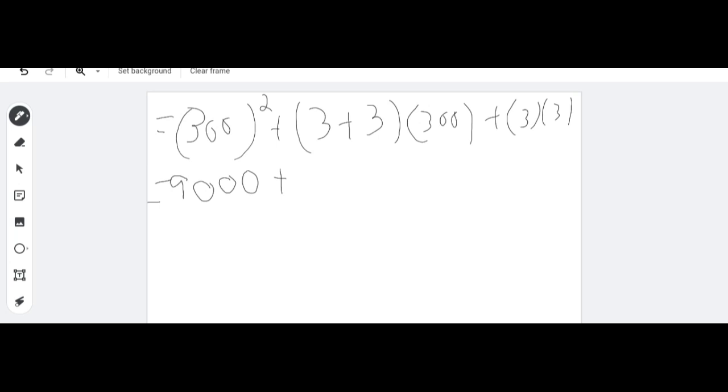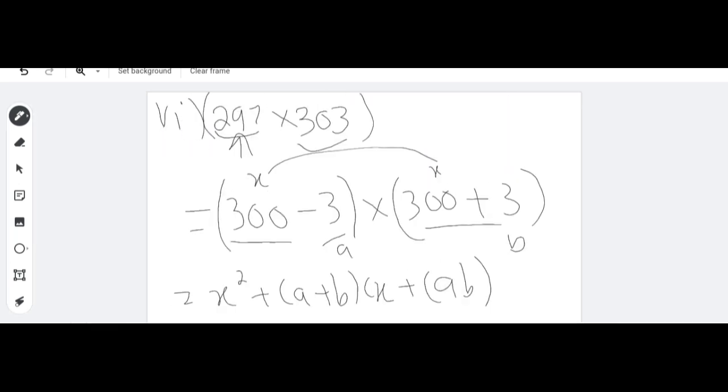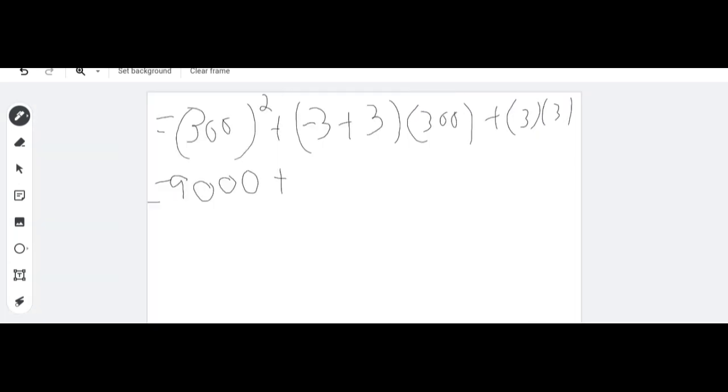So look, here 1 is plus 3 and the other one is minus 3. Look here, a is minus 3, b is plus 3. So this is minus 3. Both will cancel. 0. And 300 is also multiplied with this 0, so it will give me 0 as the answer. Okay. And then plus 3 threes are 9. So the answer will be subtracted between them.